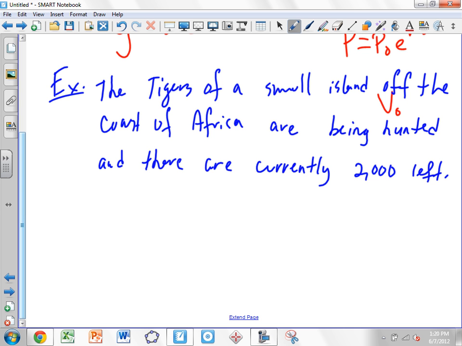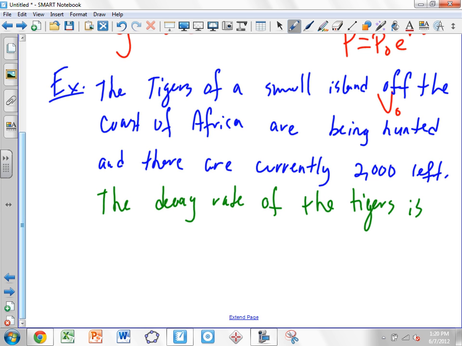All right. So off the coast of Africa, there are 2,000 of these tigers now. So currently there are 2,000, right? The decay rate of the tigers is 4%. And I'm going to put exponential. When you see that it's an exponential decay rate, you automatically think of that formula we just talked about, okay?